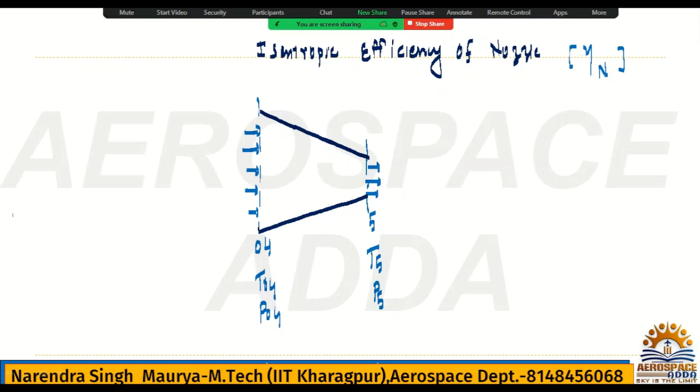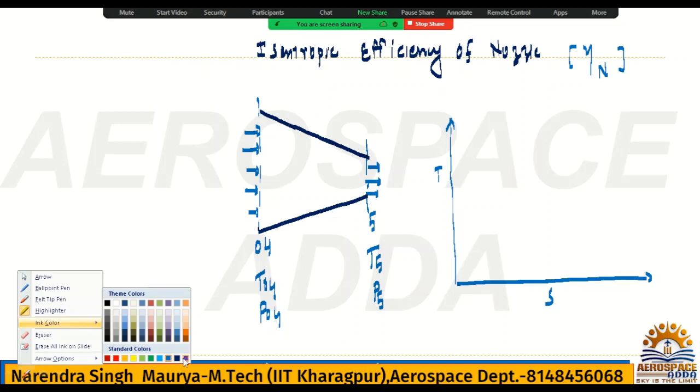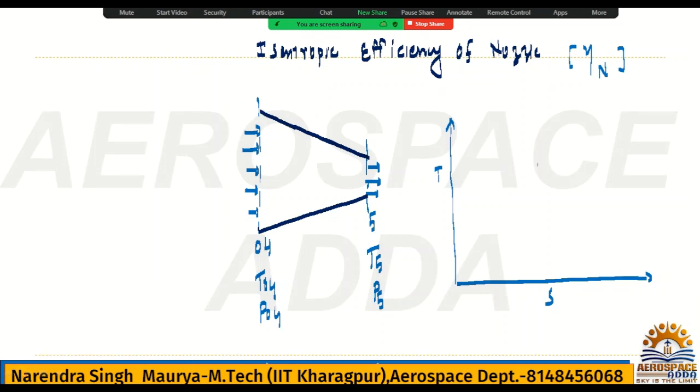Okay, so first I will show you the TS plot, which you have usually seen in many books, and I drew it when I explained all the components. For all the components I had drawn the TS plot. So here this is T and this is s. Two pressure lines you have to draw in the TS plot. You know very well how to draw these pressure lines. This will be one pressure line and this will be the other pressure line.